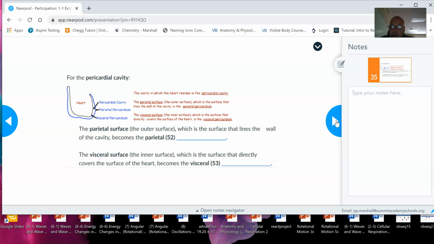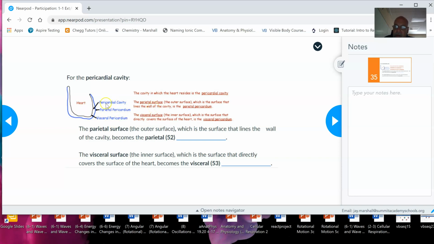So for the pericardial cavity, this is the cavity for the heart. Notice, just like with the ball, we sort of dropped the heart into this balloon of the pericardial cavity here. So this whole space right here is the cavity. It's just that the heart is filling up most of it.